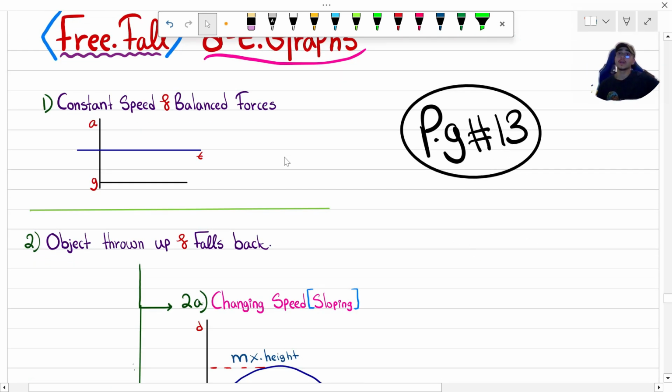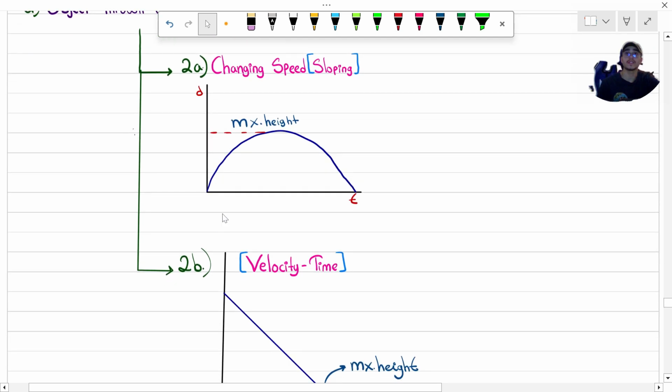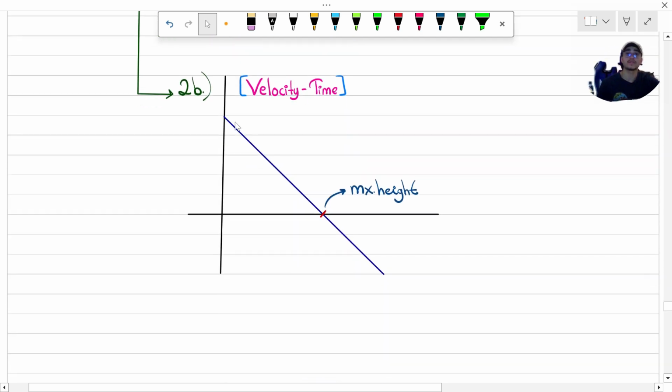These are the graphs. For a distance-time graph, this is the constant speed and balanced forces. And if an object is thrown, this is the maximum height it reaches and then it returns back. The velocity-time graph goes from upward to downward. This is the maximum height it reaches.